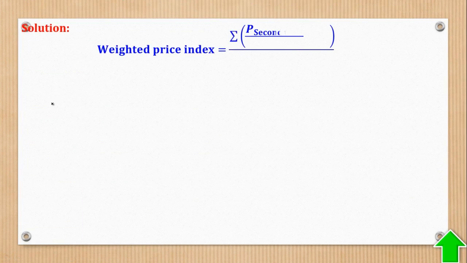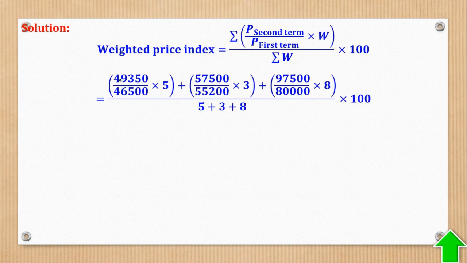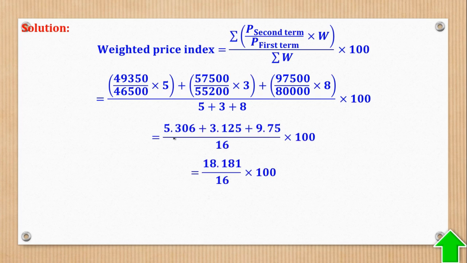So still the first thing to do is to quote the formula. In this case, first term prices are the base and second term prices are the current. Then we can substitute current price, base price, weight, current price, base price, weight, current price, base price, weight over the total of all the weights. You have to remember to multiply by 100, then simplify to give you this, simplify further, and then use a calculator to come up with this which they wanted.